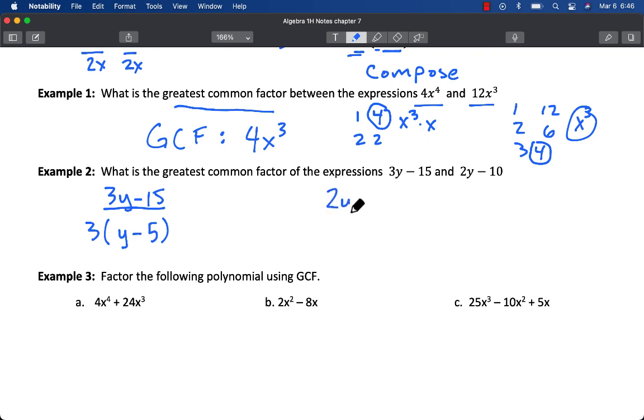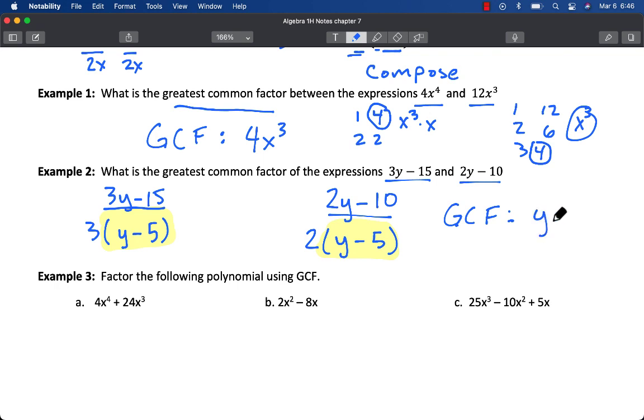All right, the next one is 2y minus 10. I see that in this binomial I can divide out a 2, and I'm left with 2 times y minus 5. So here I have the factors for both of those polynomials. The greatest common factor is y minus 5. So I say that my GCF for these two binomials is the factor y minus 5. I'll just put it in parentheses, although you don't need to.